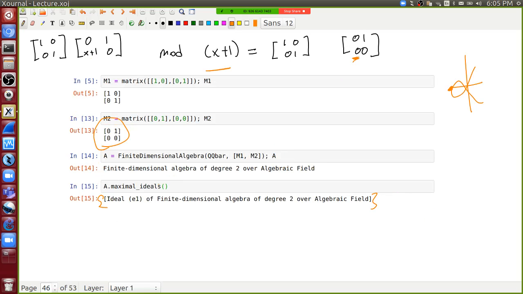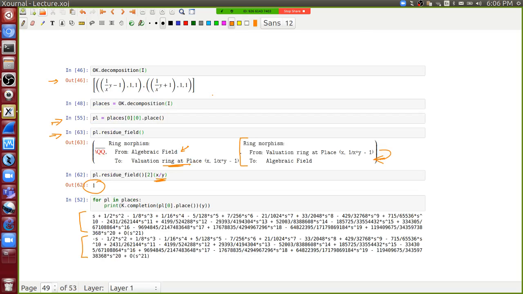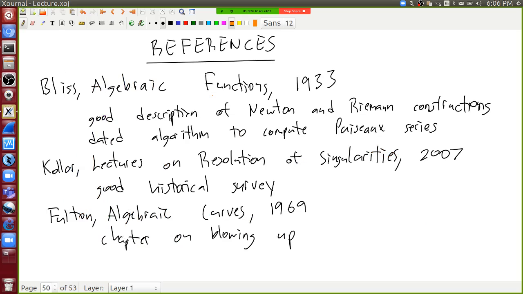The finite dimensional algebra code in Sage works over arbitrary fields. I had to set the base field right there to be the algebraic field QQ bar. So yes, it's more general. It's more abstract. It works over arbitrary fields, but it has become the preferred way of doing this.